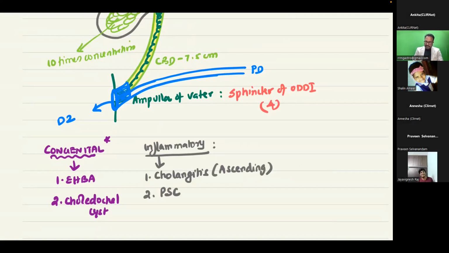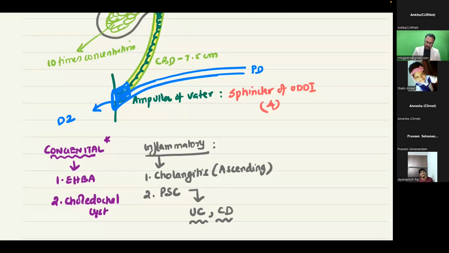Ascending cholangitis is infection ascending from the duodenum, where bacteria in the duodenum enter the bile duct. That is known as ascending cholangitis. Primary sclerosing cholangitis is a condition associated with ulcerative colitis and Crohn's disease. So it is an acquired condition, but it is associated with ulcerative colitis and Crohn's disease. There is a sclerosis of the bile duct that causes inflammation. All these are very rare causes.